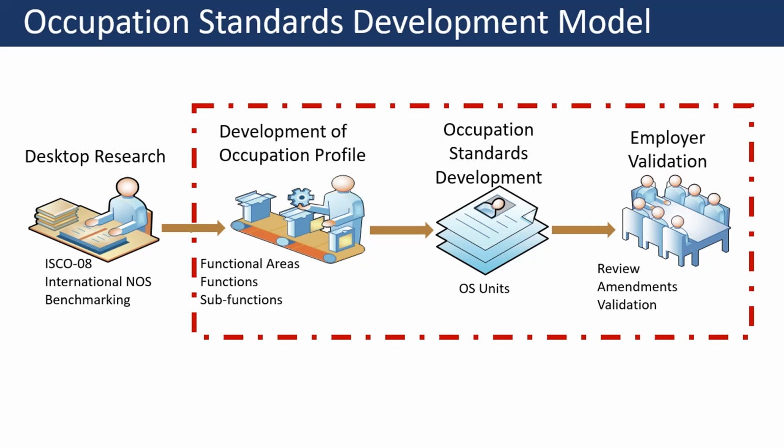Employer validation. The final stage is where industry representatives review the standards to ensure they meet real-world needs. This step includes reviewing the proposed standards, suggesting amendments based on industry practices, and validating the final version to confirm it reflects workplace expectations. This process is critical because it ensures that occupation standards are both benchmarked to international standards and approved by employers, making them practical, relevant, and valuable for workforce development.